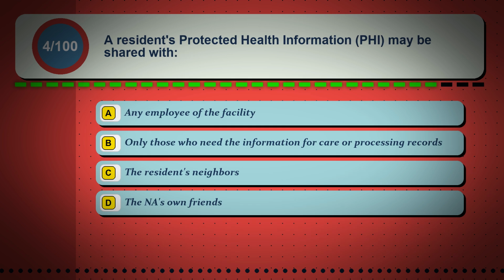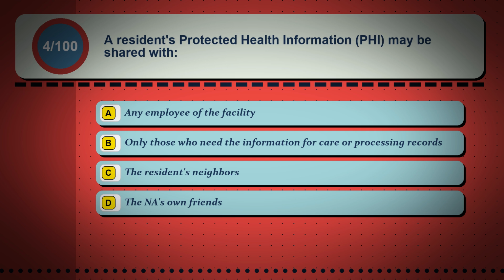Question 4. A resident's protected health information, PHI, may be shared with: Option A. Any employee of the facility. Option B. Only those who need the information for care or processing records. Option C. The resident's neighbors. Option D. The NA's own friends.